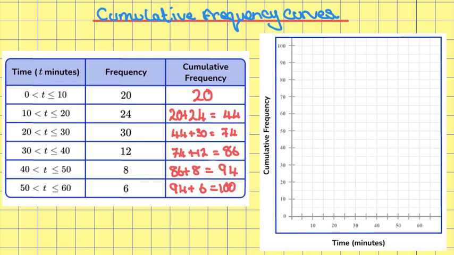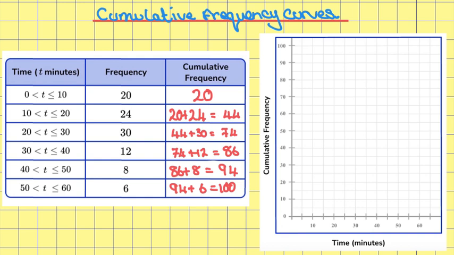The next thing you have to do is draw yourself a set of axes with suitable labels. So it's already been drawn. We've got time along the x-axis, cumulative frequency along the y-axis. We've got a suitable scale going from 0 up to 60 for the time and going from 0 up to 100 for the cumulative frequency. The next thing you've got to do is plot each value at the end of the interval.